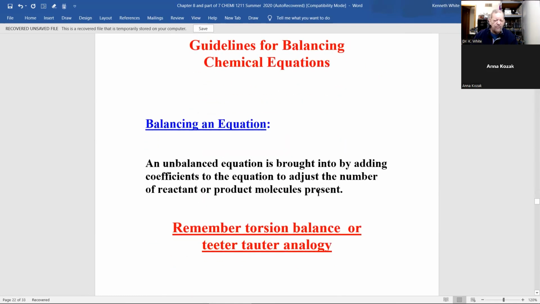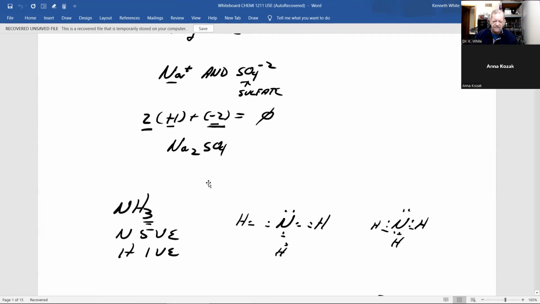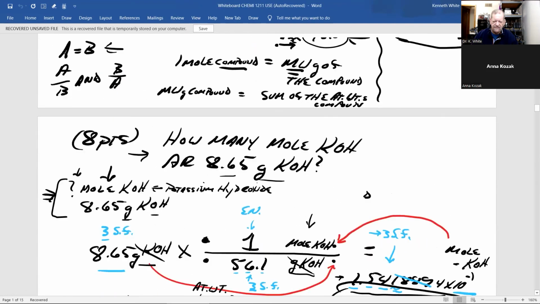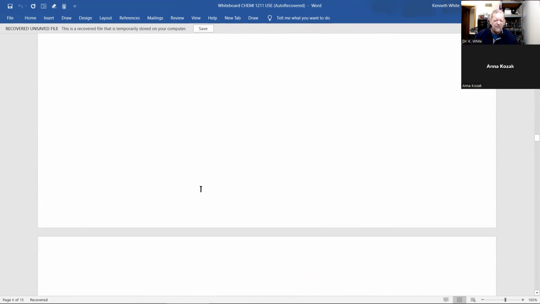So for a balanced chemical equation, you have to have the same number of atoms of the same type on both sides. Now, an unbalanced equation is brought into balance by adding coefficients, and I'll show you what a coefficient is, to adjust the number of reactant or product molecules. And I'll talk later, probably won't get to it, about the balance or teeter-totter. All right, let's look at the following.